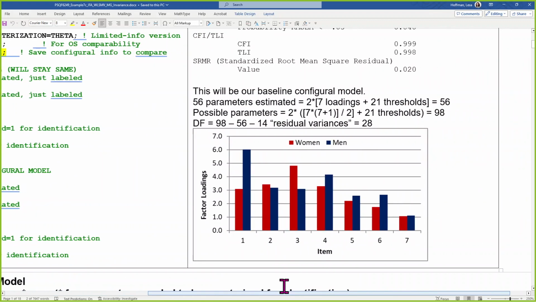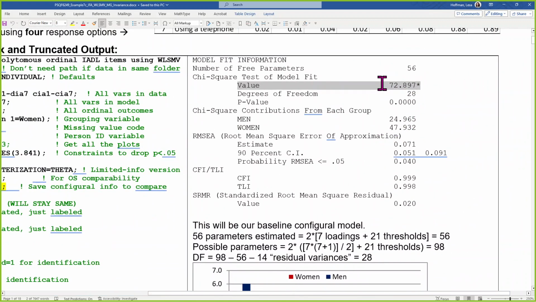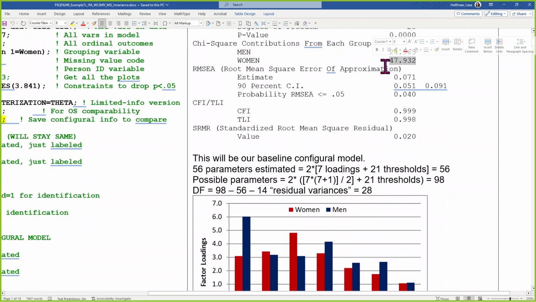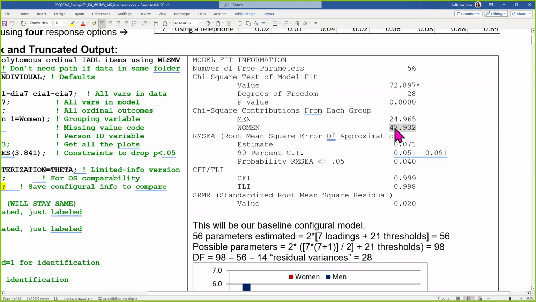All right, here's what we have. Our chi-square is significant. Looking at the chi-square contribution from each group, just eyeballing this, it looks like the women are contributing more to the chi-square than the men. Their contribution is 47, almost 48, whereas the men's is 25. However, should I use the difference between these two numbers to infer that the model fits worse for women? Because their contribution to the chi-square is 48, whereas the contribution for men is 25. Does that mean the model fits worse in women, or am I forgetting something else?